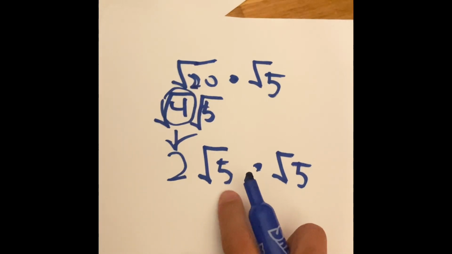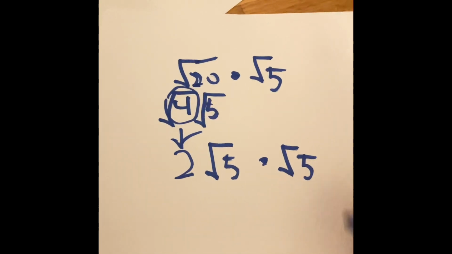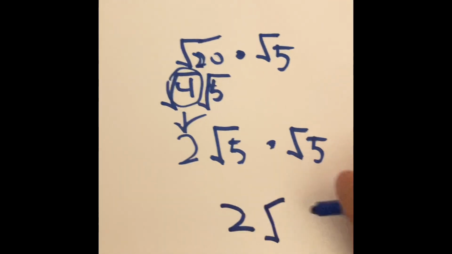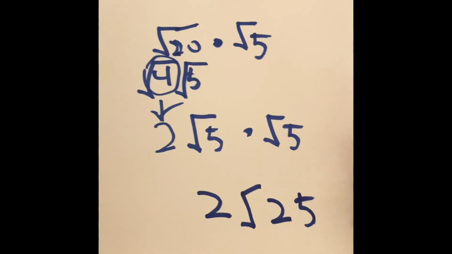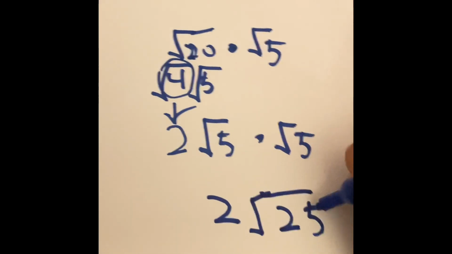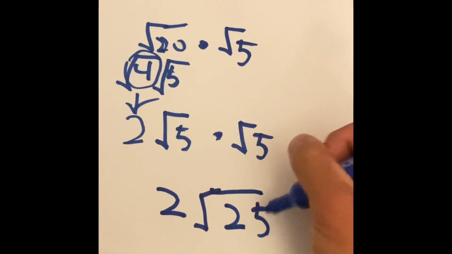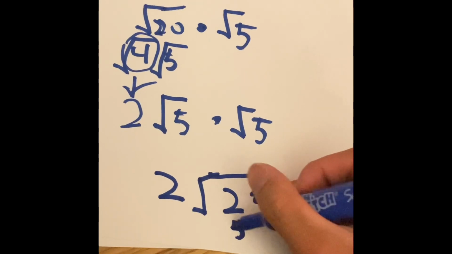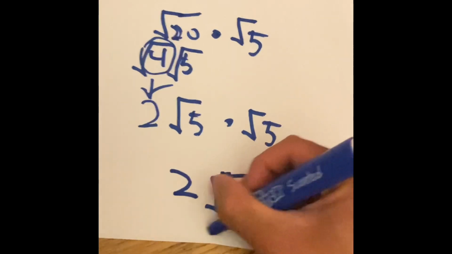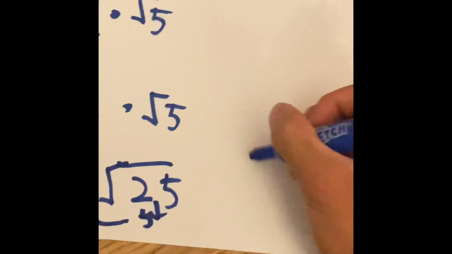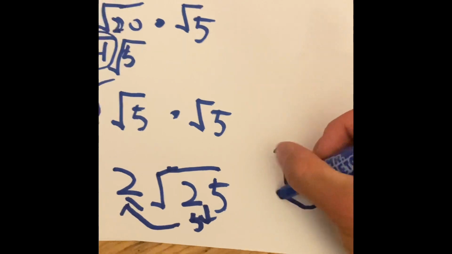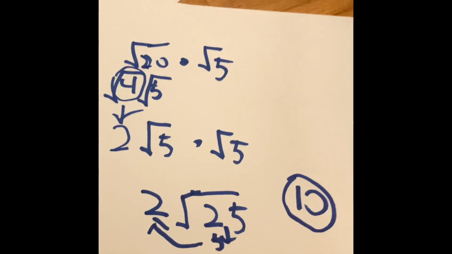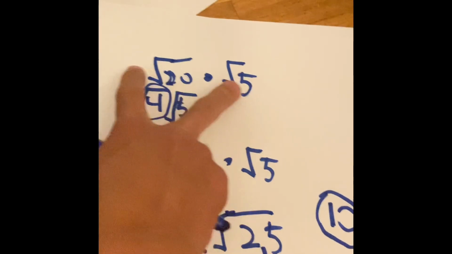Since we have the square root of 5 multiplied by the square root of 5, we can combine the two to make 2 times the square root of 25. But we are not done yet, because 25 is still a perfect square. Taking that out, we have a 5. We multiply it by 2 and we get an answer of 10. So that is how we can multiply the square roots if they are alone and there are no multipliers in front of them.